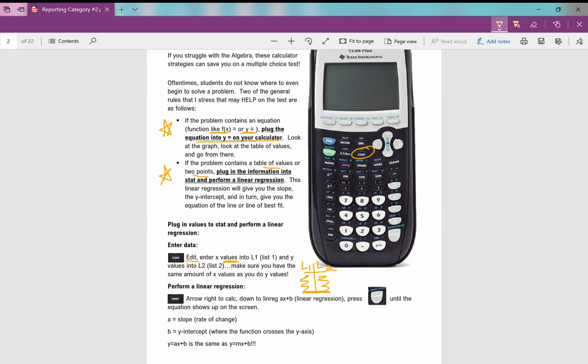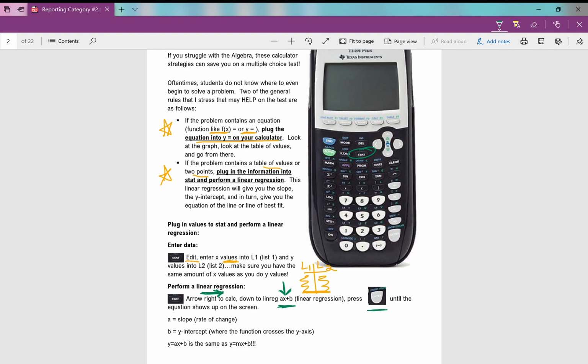So then the next thing we're going to do is to actually perform the linear regression. One of the things I tell my students, if I'm in stat, I stay in stat. So I've got data entered into stats, into L1 and L2. Now I want to perform a linear regression. So I go back into stat. And in this case, I have to arrow right to calc so that calc is highlighted. And then I go all the way down to when I see linreg. That's linear regression in the form of ax plus b. And then I press enter, and I keep pressing enter until the equation shows up on my screen.